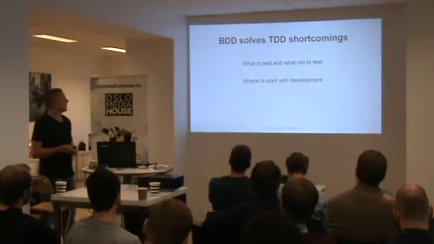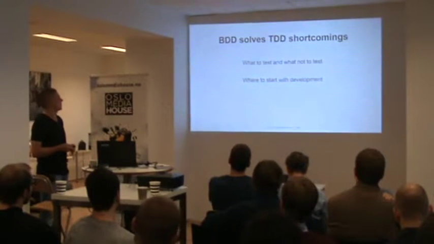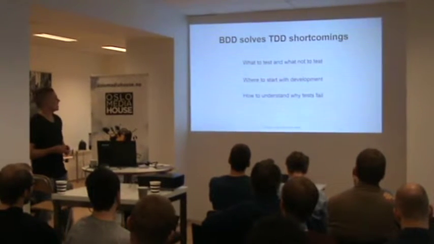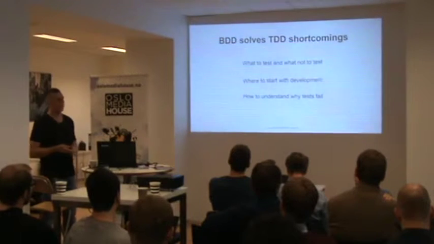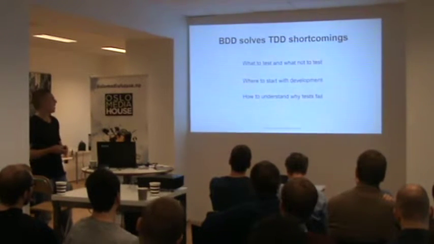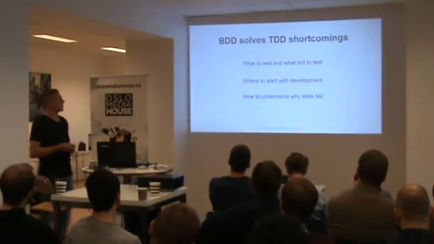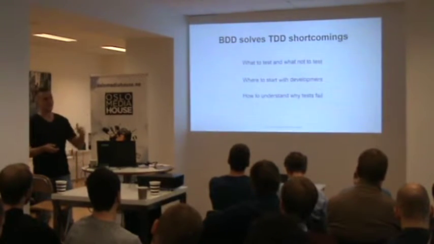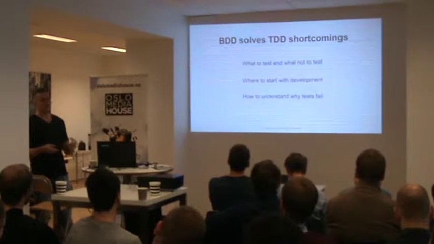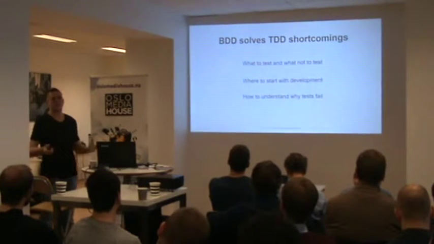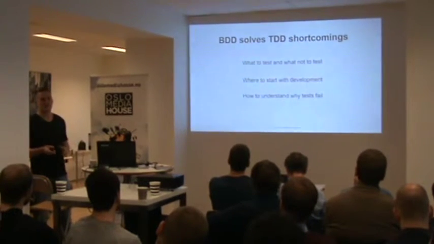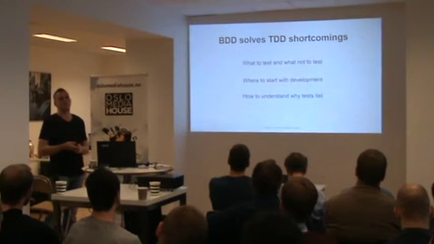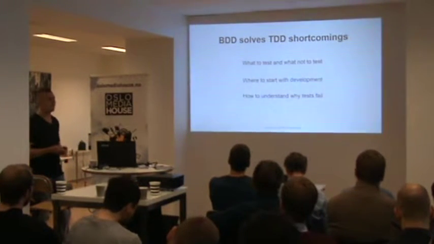Where to start with development, very similar to the previous one, and how to understand why tests fail. This is actually quite interesting because when you run those tests, it will show you that it failed on a particular line of the test, and then everybody knows why the test fails because it's written in plain English. So it's very easy for everybody, not only for the developer, to figure out why a test fails.